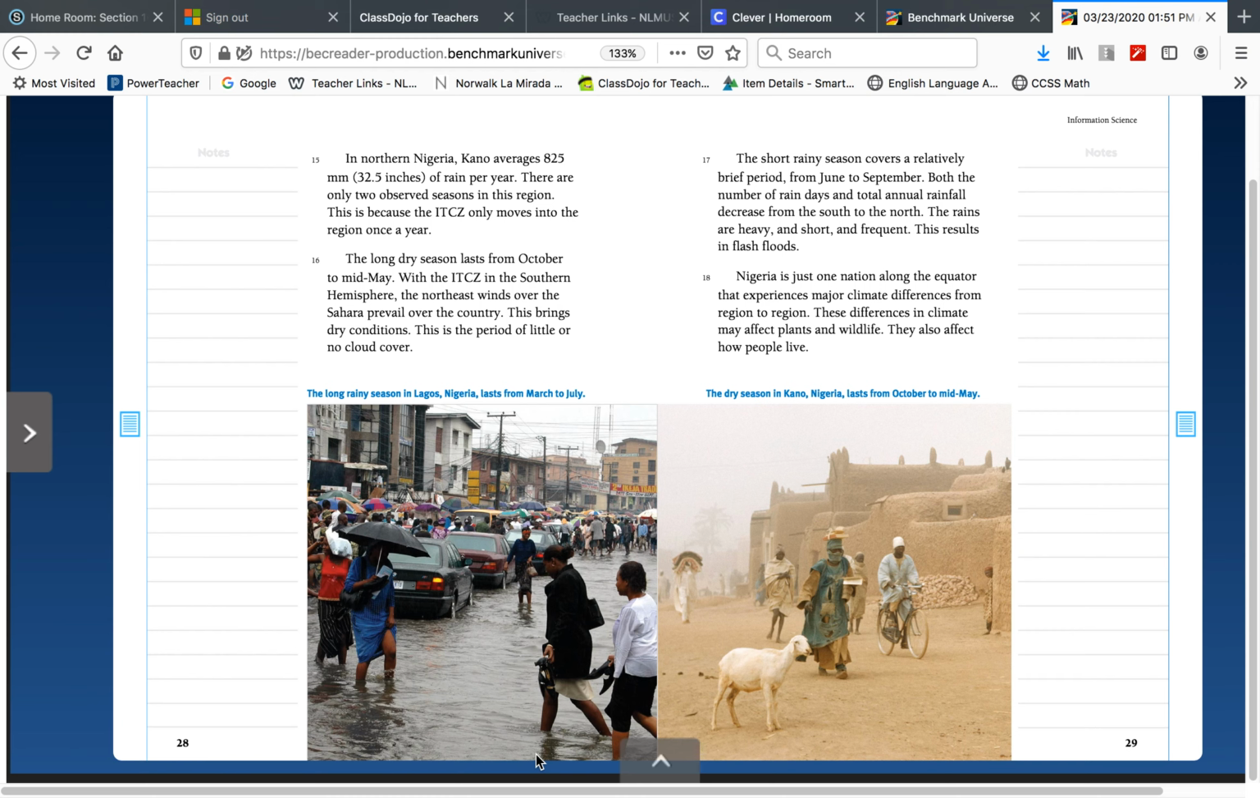This is reading lesson one for April 24th, 2020. You will need your weather magazine, paper from home, a pencil, and an eraser. Today you will summarize paragraphs 15 through 18.